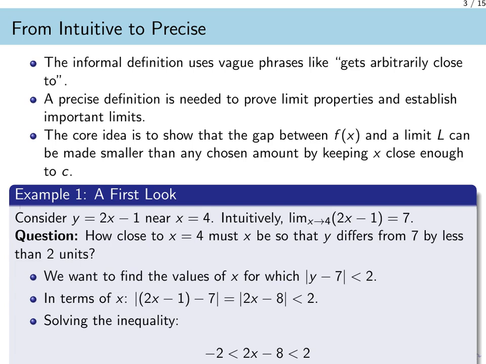For example, let us consider the function y equals 2x minus 1 near x equals 4, where the limit is 7. If we want our output y to be within 2 units of 7, how close must x be to 4? This means we want the absolute value of the quantity y minus 7 to be less than 2. By substituting the function, this becomes the absolute value of 2 times the quantity x minus 4 is less than 2. Solving this inequality reveals that x must be between 3 and 5. This shows that keeping x within 1 unit of 4 guarantees our function's output stays within 2 units of 7.